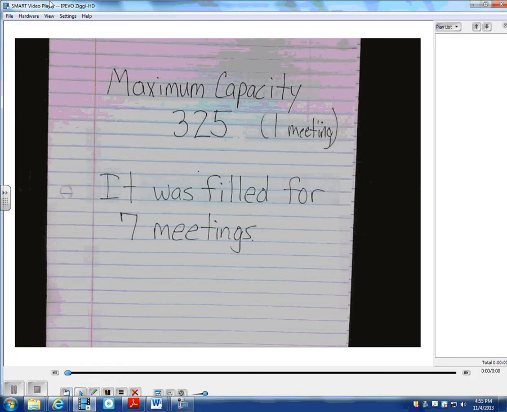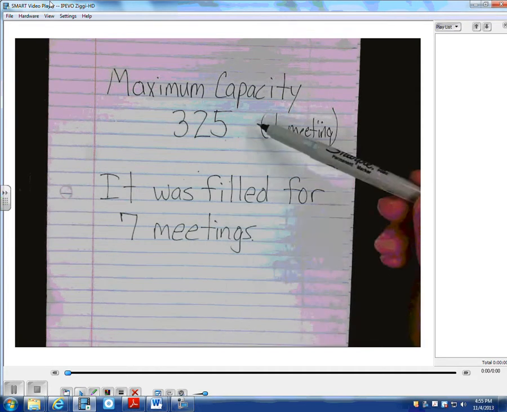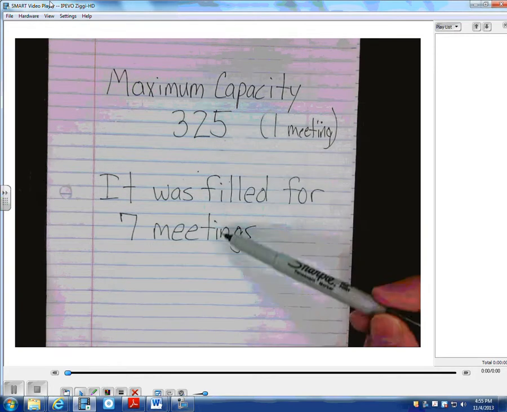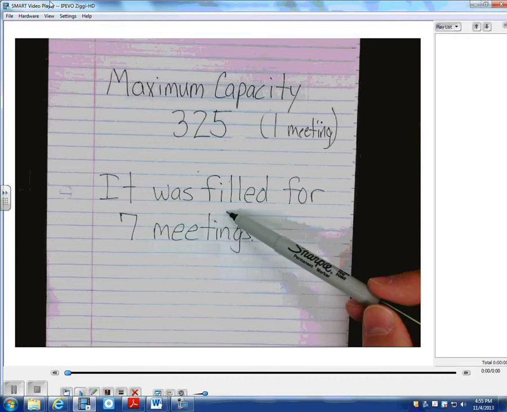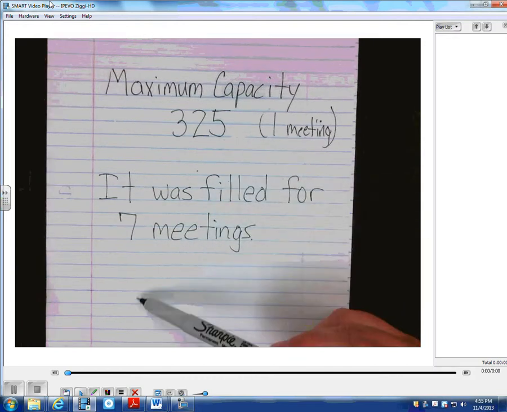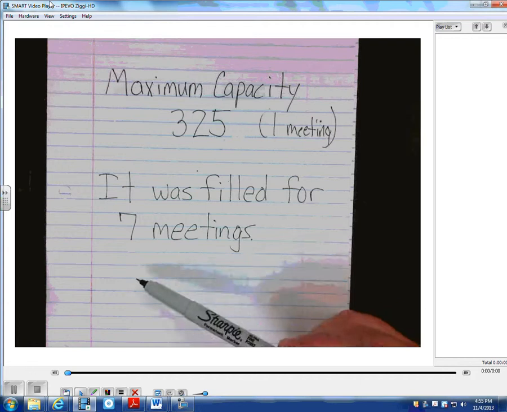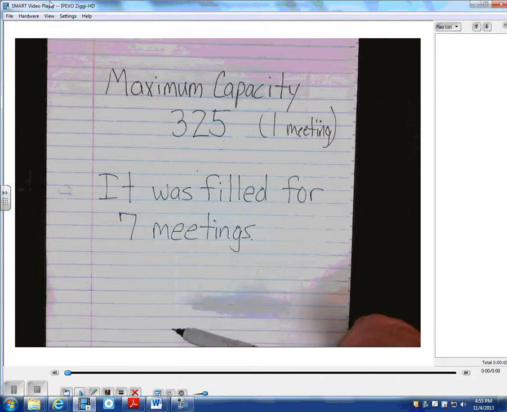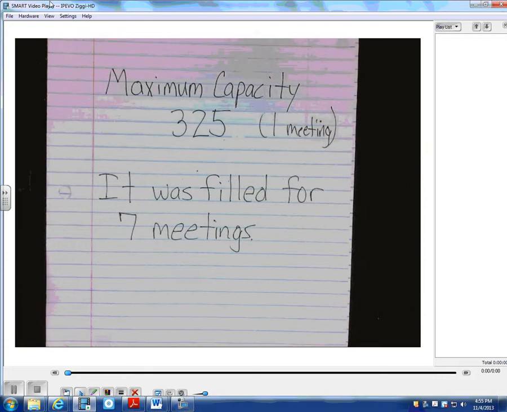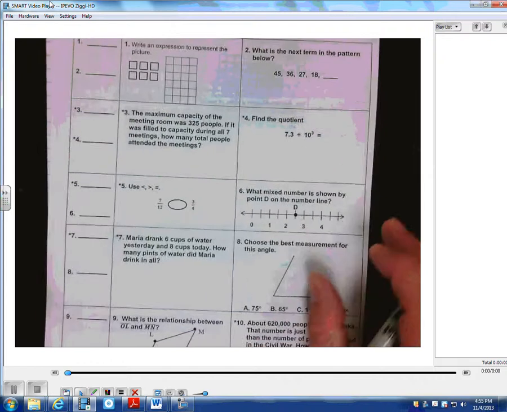Okay, so again, these type of problems have come up over and over on these review sheets. So again, the maximum capacity for 1 meeting is 325 people. They had 7 meetings and it was filled. So they want to know how many people were there total for all 7 meetings. Okay, so I'm not going to tell you the operation. You should be able to figure that out at this point. All right, we're going to skip number 4, and we'll look at number 5.